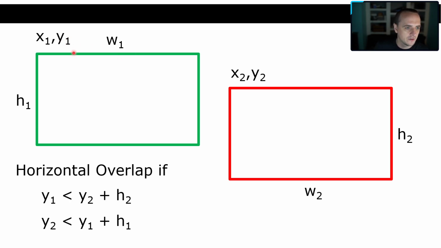So y1 is the top coordinate of box 1, and y2 plus h2 is the bottom coordinate of the other one. To see if the green rectangle's top is above the bottom of the red rectangle, we just have to check if y1 is less than y2 plus h2, right? Because here's y2 plus h2, the bottom over here, and here's y1 up here. And if we reverse those, it's very similar: y2 is less than y1 plus h1. Those are the two checks to see if there's horizontal overlap.